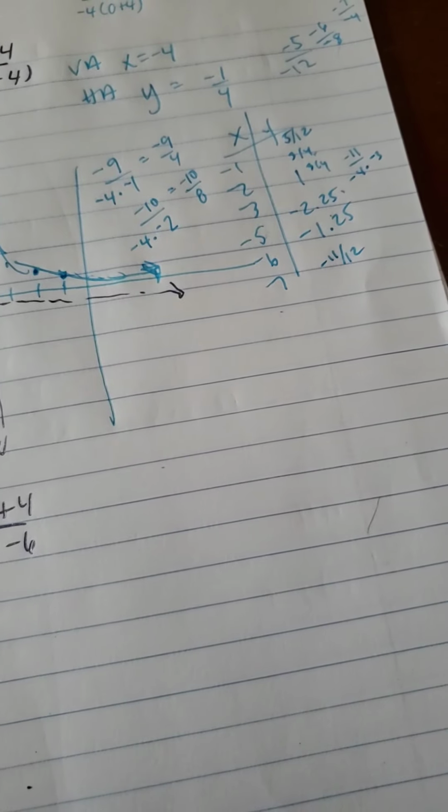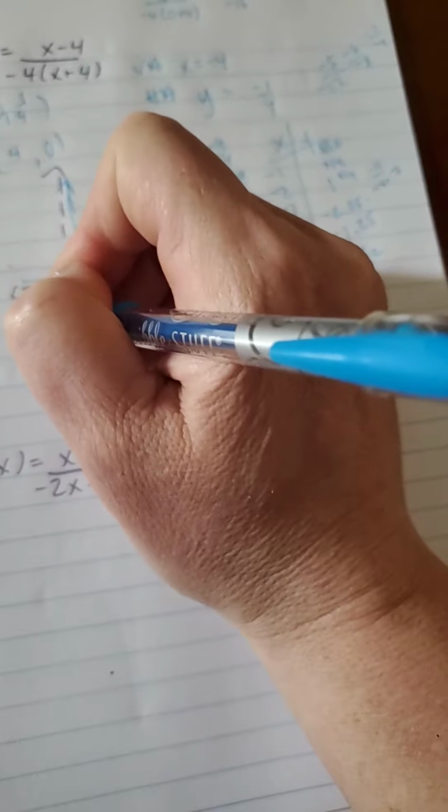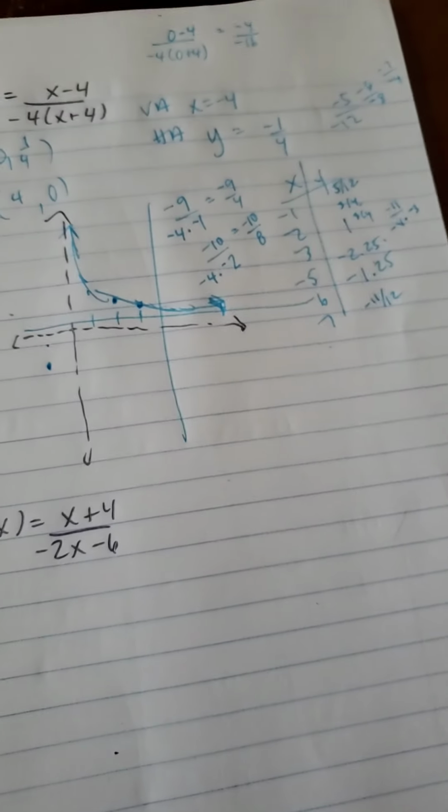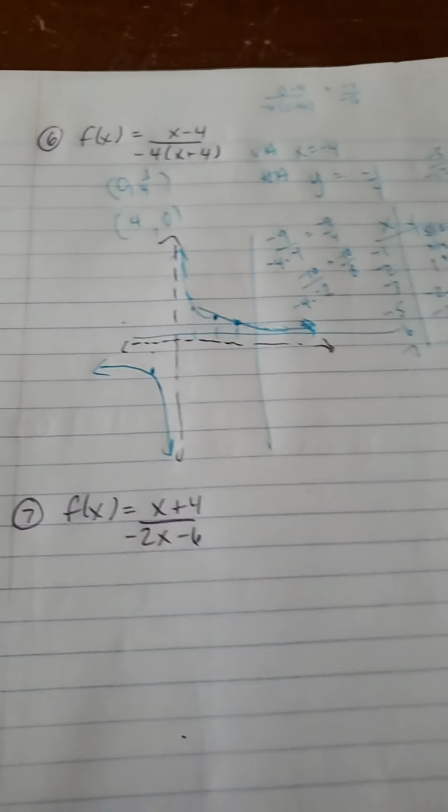So -5, -2.25. I'm going to say that's about here. -6. So it's going to look like this. Okay, go to Desmos if you want a prettier graph, but that's the general behavior of this graph.